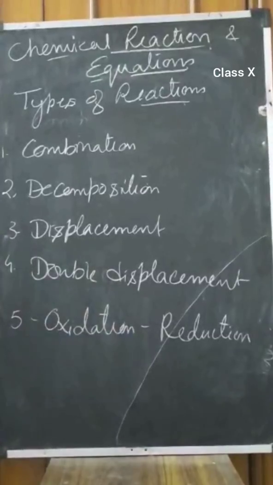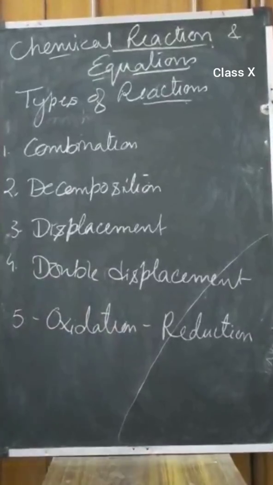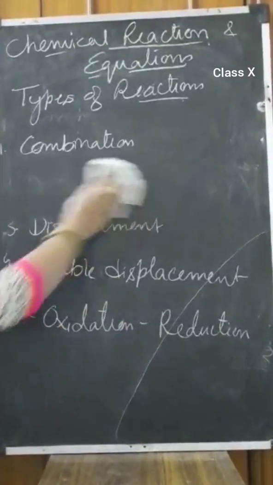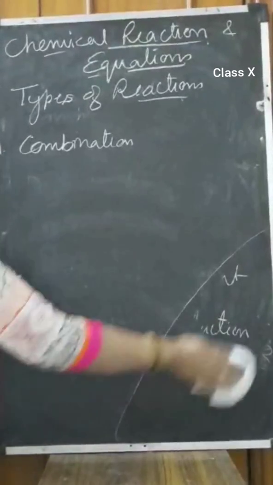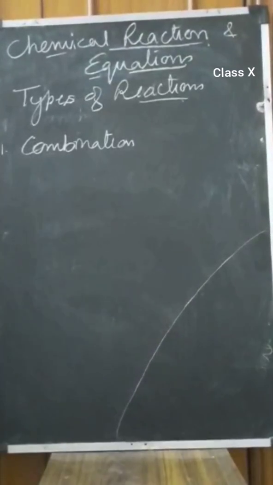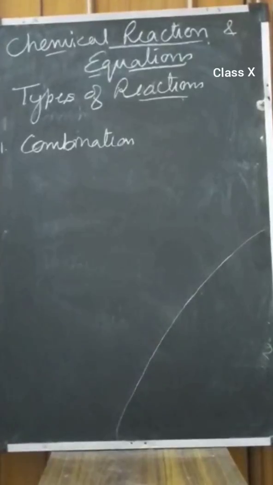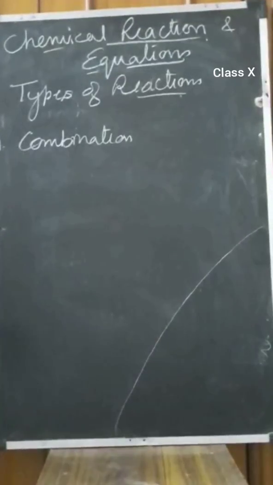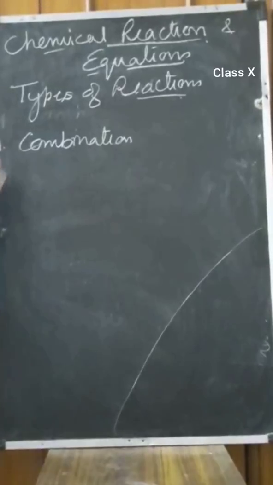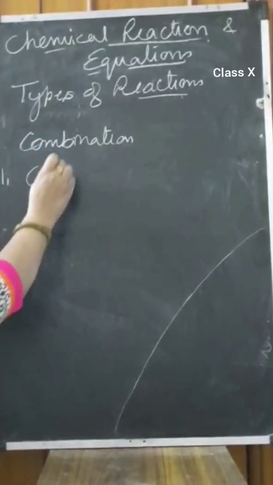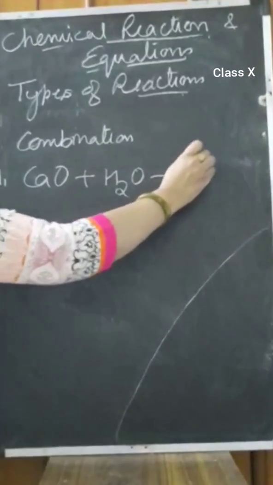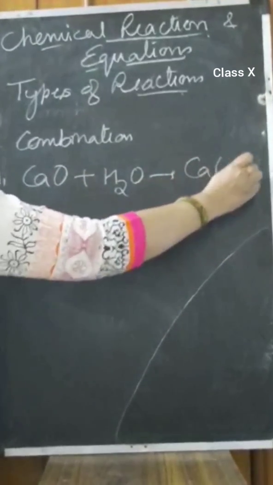So today we will cover 2 topics: combination reaction and decomposition reaction. I will take the example of combination reaction. What is a combination reaction? First thing is the definition. A combination reaction is when 2 or more reactants combine together to give one product. For example, calcium oxide combines with water and gives us calcium hydroxide.